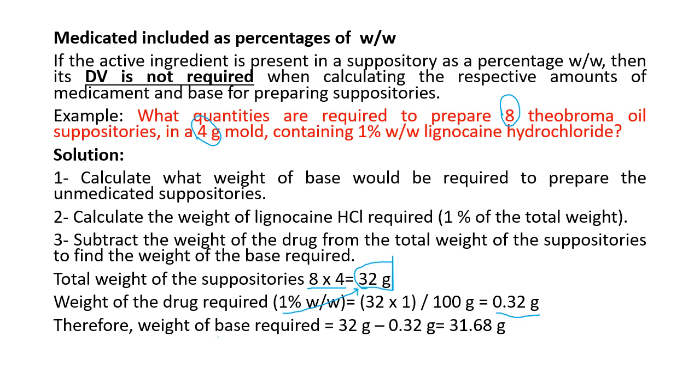So the weight of the theobroma oil base will be 32, which is the total weight of the 8 suppositories, take away 0.32 grams, which is the weight of the active ingredient, and that gives 31.68 grams. So we need to add 31.68 grams of theobroma oil base to 0.32 grams of the lignocaine, mix them, and then prepare 8 suppositories using the 4 gram mold.